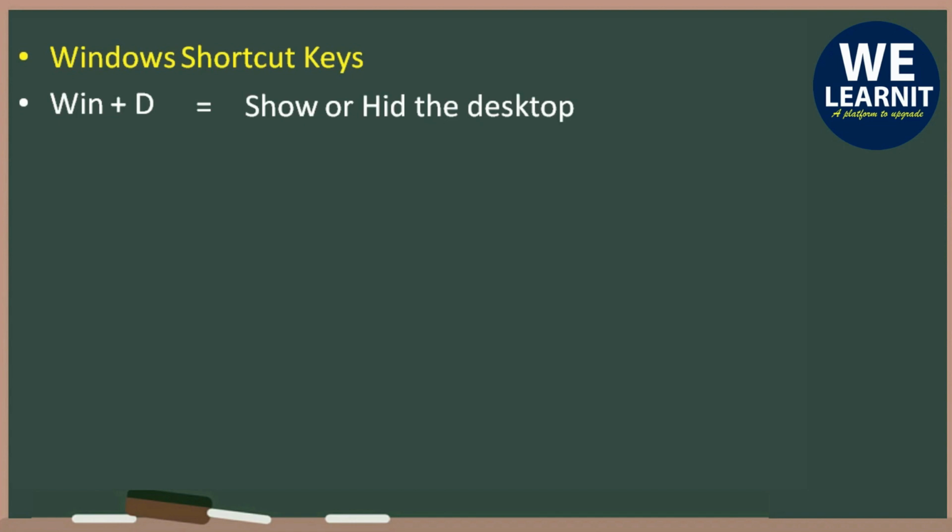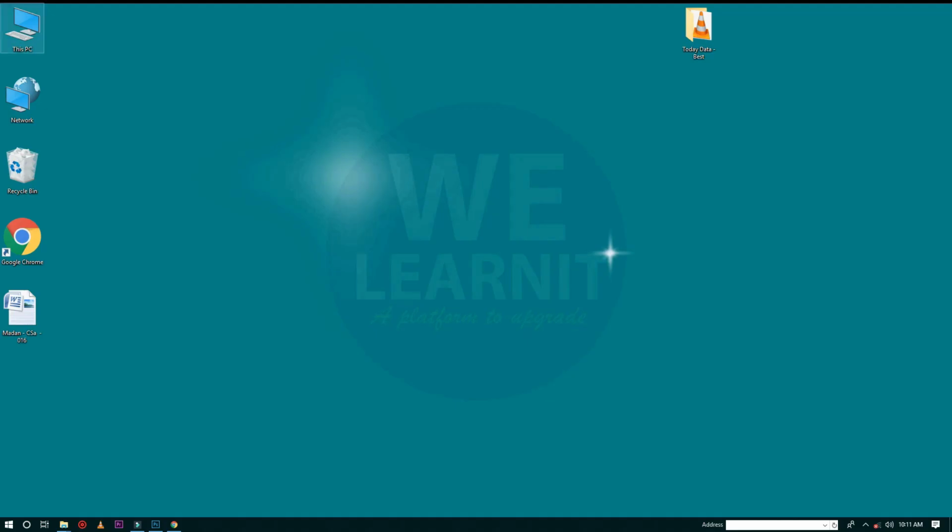So let's see its practical. I hold Windows key and I press D. So you can see everything got minimized and I am on the desktop.